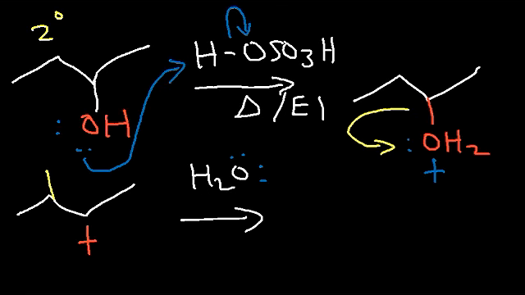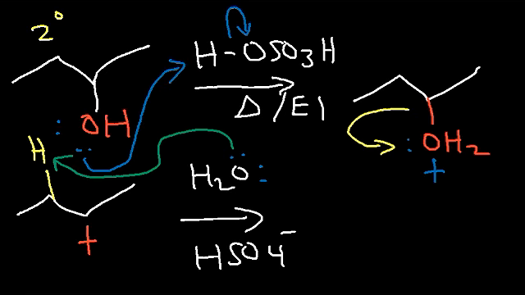And in the next step, we can use water as the base, or we can use HSO4 minus as a weak base. But I'm going to use water. So in the next step, the base is going to grab a hydrogen and form the double bond. And so that's the E1 dehydration reaction. That's how you can convert an alcohol into an alkene.